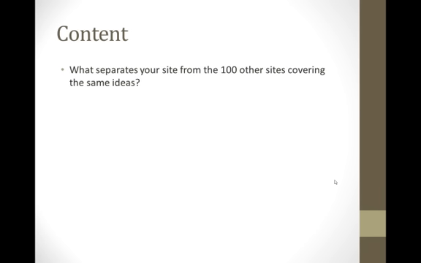Well, what separates your site from the 100 other sites, maybe even 1,000 other sites carrying the exact same ideas? And they're all out there, right? And people are creating this content, and you think you're unique? Well, you are a unique individual, and you have unique things to say, but there's also 1,000 other people with unique ideas that are saying something actually pretty similar. So what makes you different? Why should people pay attention to you?